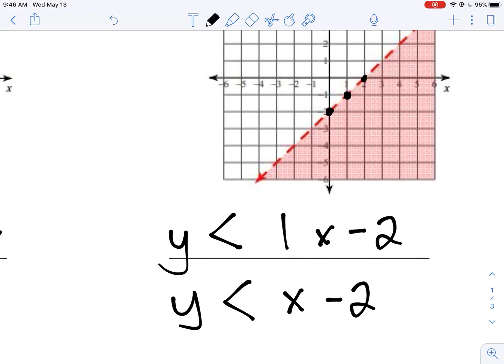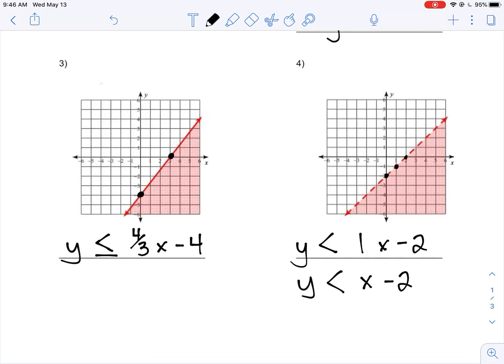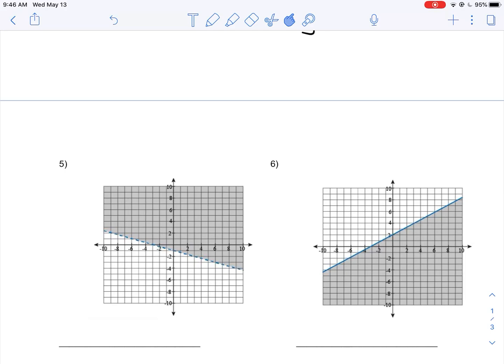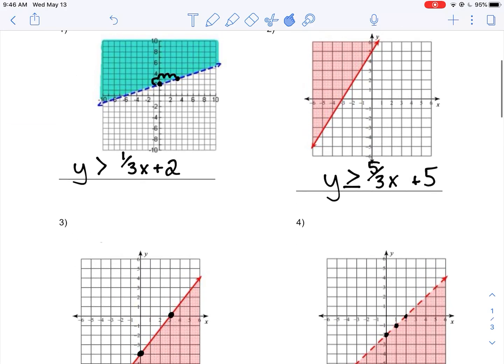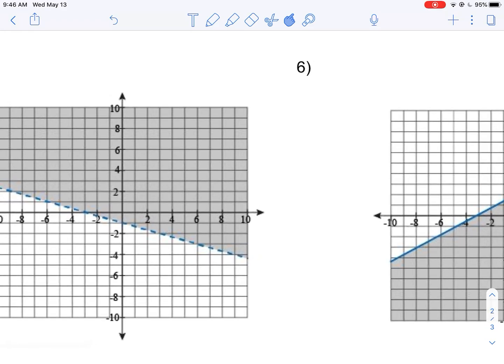So what I just did was I went through 4 linear inequalities, and I was able to write them out based on what I saw on the graph. You are going to try the next 2 on your own, okay? So again, remember, look for the y-intercept, look for the slope, look for the region that's shaded in, and then look for the line. Is it dashed or is it solid?